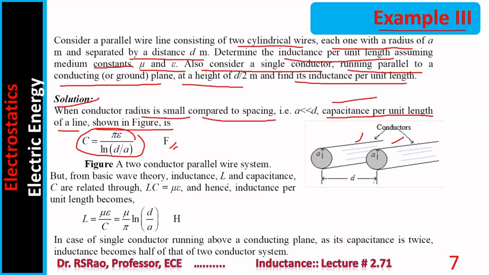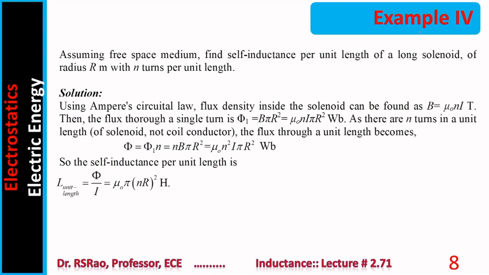From basic wave theory, inductance and capacitance are related through LC equal to mu epsilon, hence inductance per unit length becomes L is mu epsilon by C. C is already available. Substitution results in L equal to mu by pi natural logarithm d by a Henrys. In the case of a single conductor running above a conducting plane, as its capacitance is twice, inductance becomes half of that of the two conductor system.